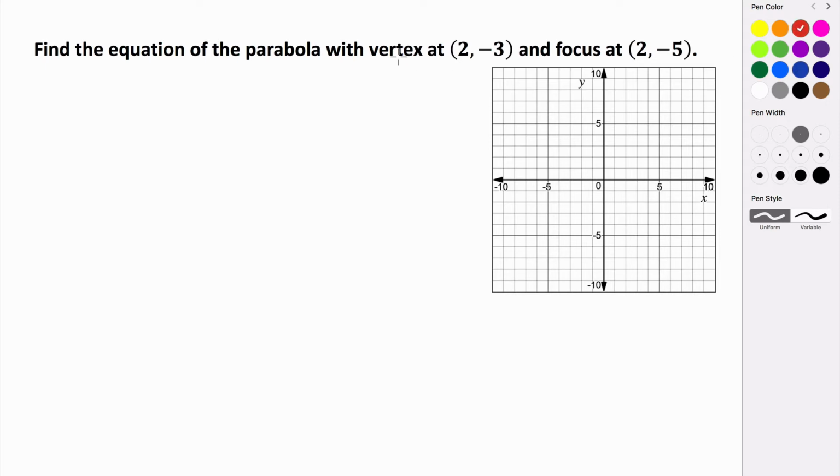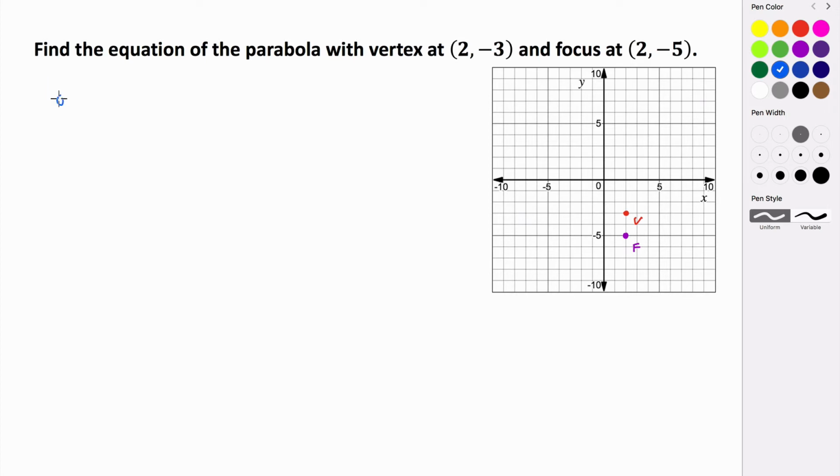So we're told that the vertex is the point (2, -3). So we have a vertex down here. So this is our vertex. We're told that the focus is at (2, -5), so (2, -5) down here. And because the focus is below our vertex, that tells us that our graph is going to open up or down, and more specifically it's going to open down.